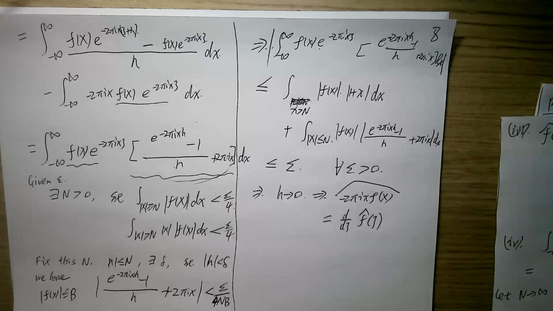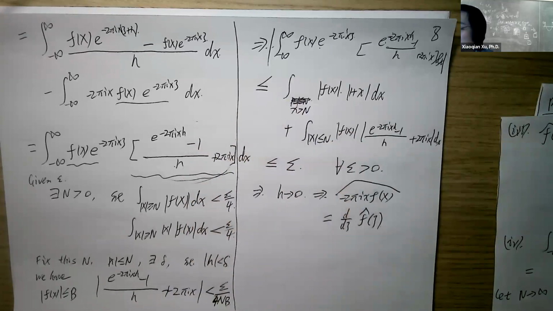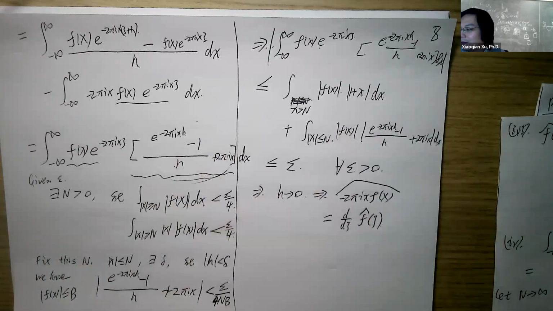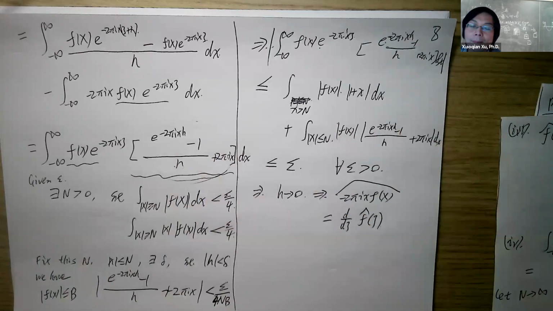It kind of looks like what we did before. It's the same trick: when x is very big, in some infinite domain, the decay of f(x) can help us. Otherwise, if x is bounded, then we can use the boundedness and shrink h so that it's okay.